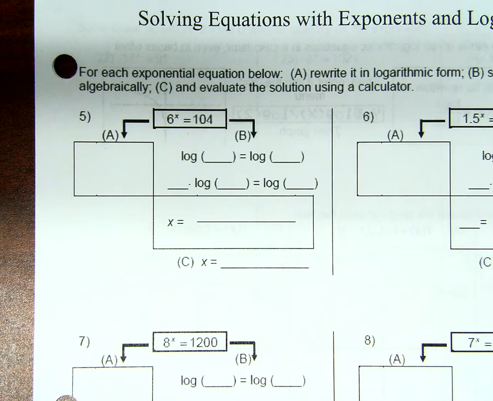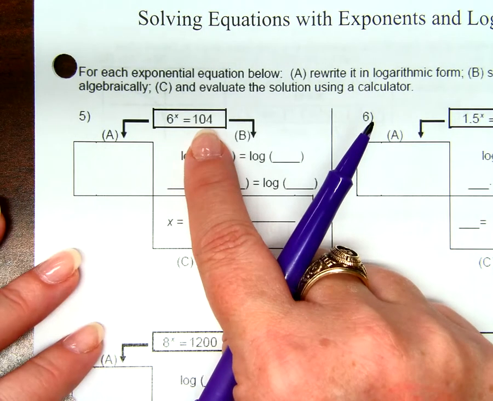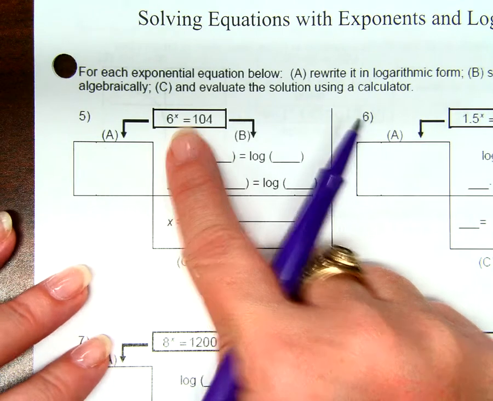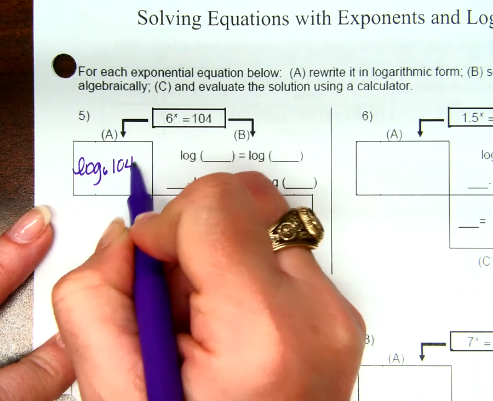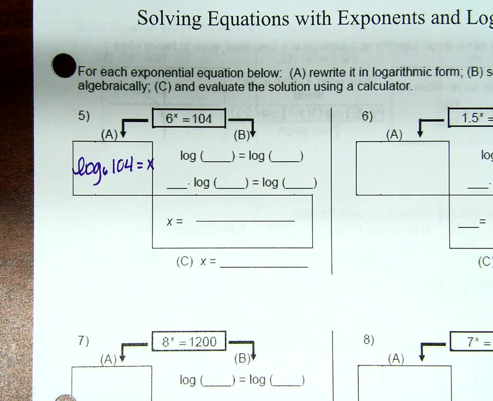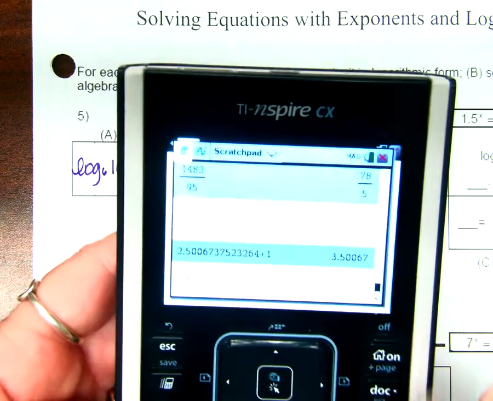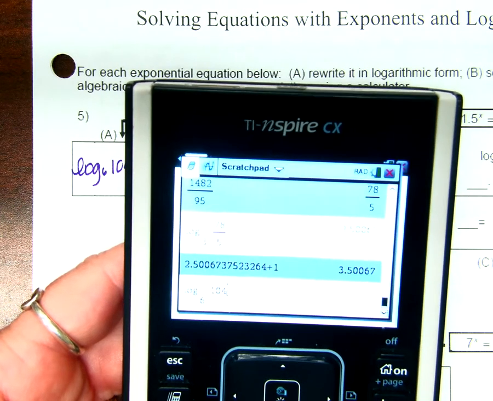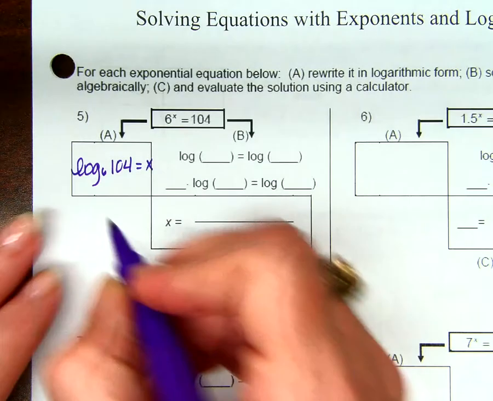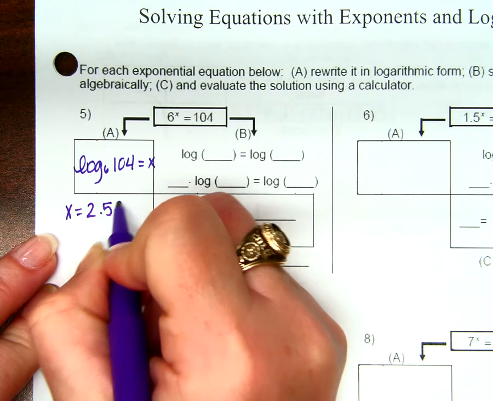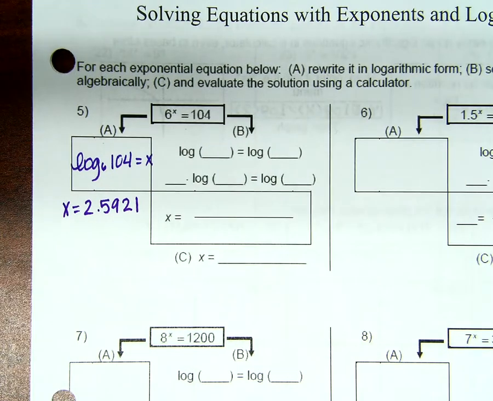Okay, we've done problems like this before. How did we do this problem? We put it in logarithmic form, right? So we said log base 6 of 104 equals x. How easy is that? Pretty easy, because in your calculator you just say log base 6 of 104 and hit enter. 2.5921, if we're rounding to 4, rounding to the 10,000th place.